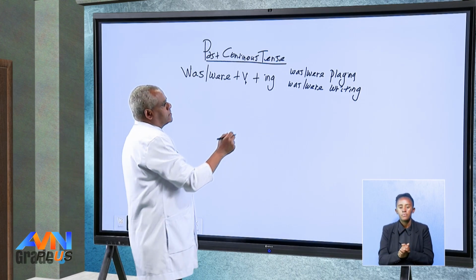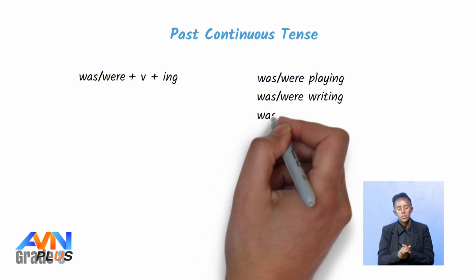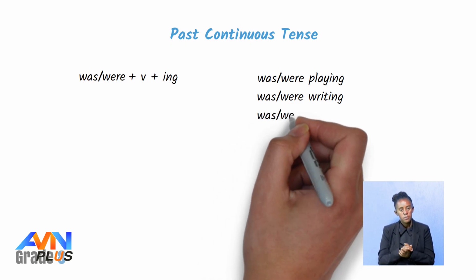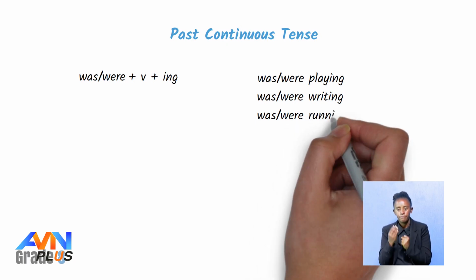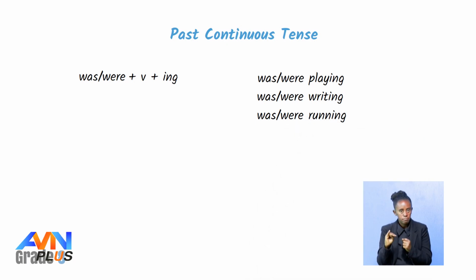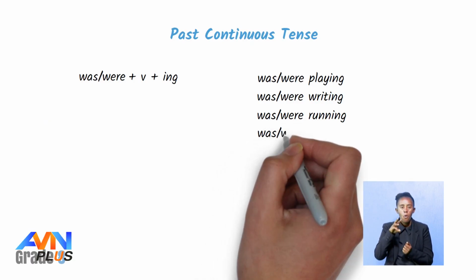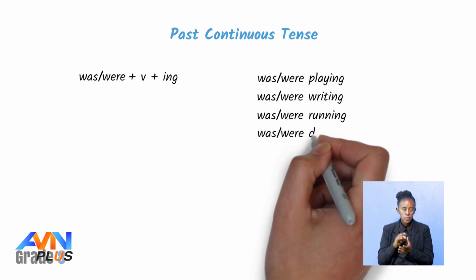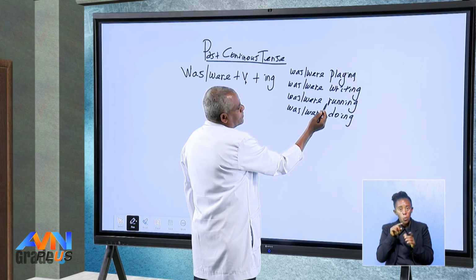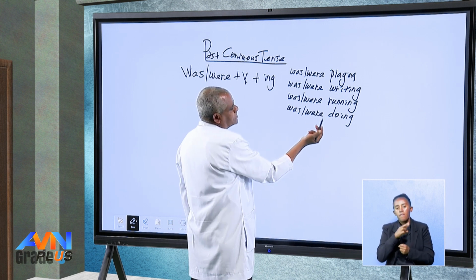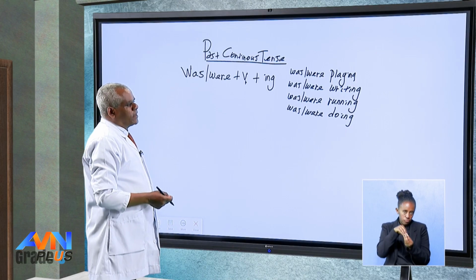It's not only that. Was or were running. Okay, it's not only that. Was, were, doing. Here run is a verb 1, do is a verb 1. That is the addition of what? Ing. Was doing, were doing.